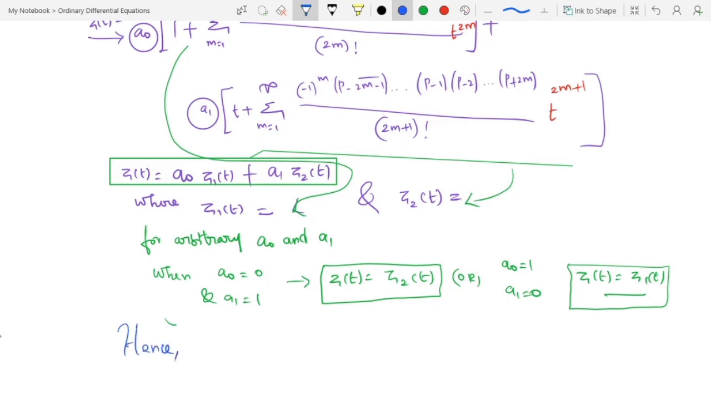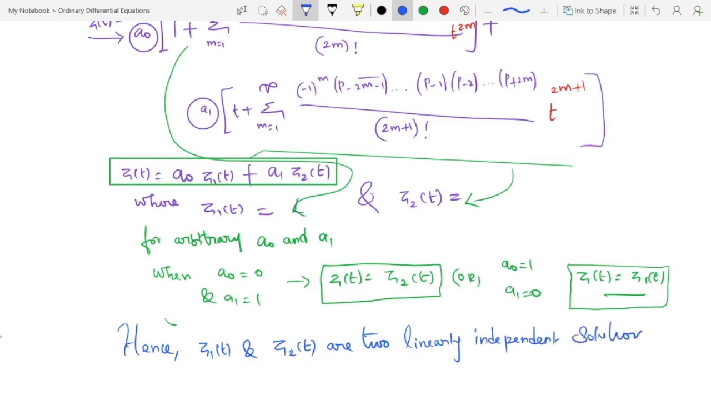Hence, z1 of t and z2 of t are two linearly independent solutions of the given equation, that is the Legendre equation, on absolute of t less than 1, or t lies between -1 and +1.